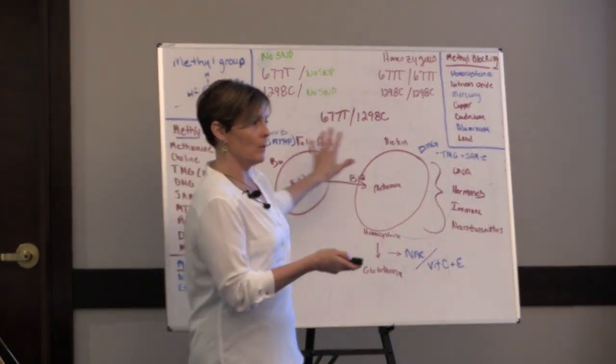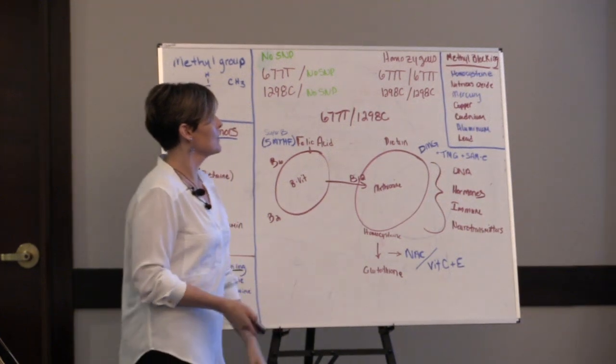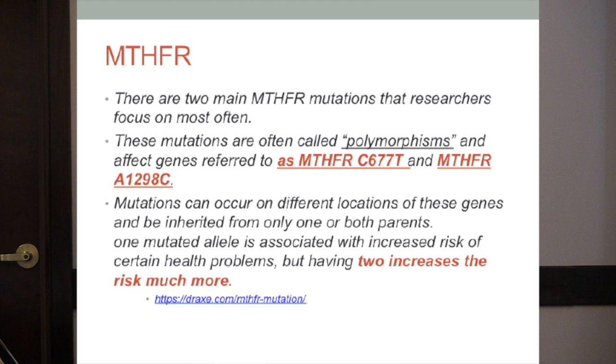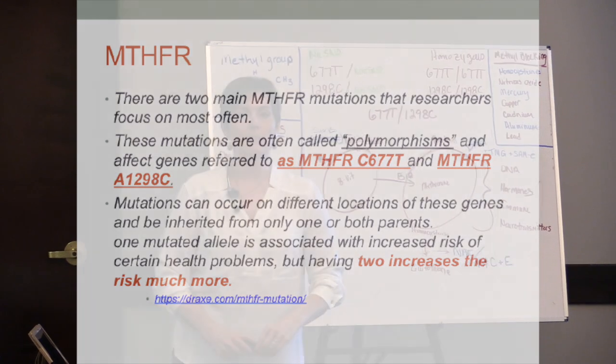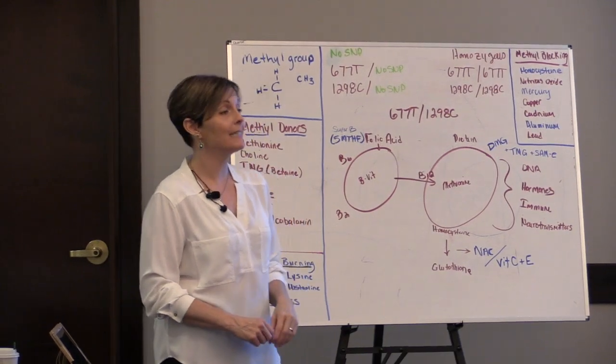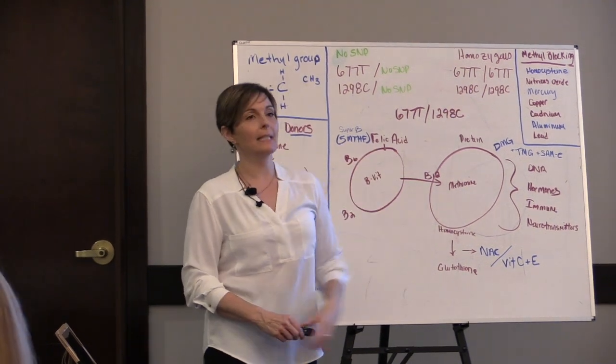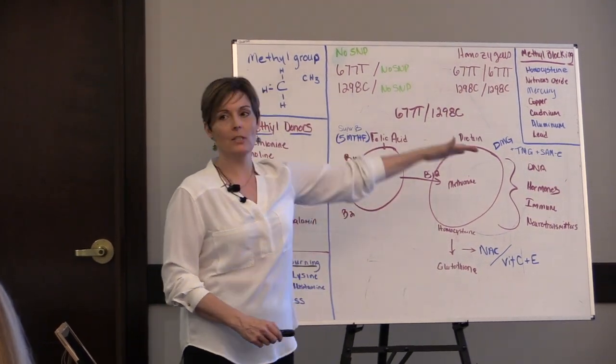Any questions on how that works? Okay, let's get into some mutations. There are two main MTHFR mutations that we focus on. And when I say we focus on, there's 50 variants of these. So there's 50 different mutations or SNPs that can occur within the MTHFR methylation cycle.